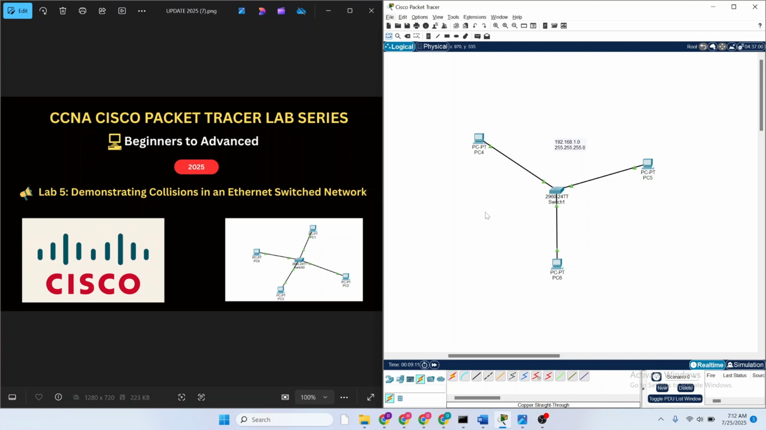This is Lab 5 of our CCNA Cisco Packet Tracer Lab series. And in today's video, we will be demonstrating collisions in an Ethernet switched network. So from our demonstration today, we will be able to determine if the switch will allow two PCs to transmit at the same time. You remember from our demonstration in Lab 3, where we found out that in a hub network, the hub only allows one PC to transmit at the same time. And if two PCs try to transmit at the same time in a hub network, a collision would occur.